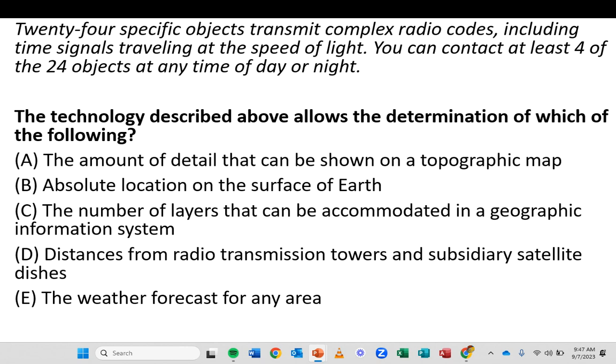All right, that's the same question. Dang it, I keep ruining things. Okay, so the GPS is good for the absolute location on the surface of the Earth.